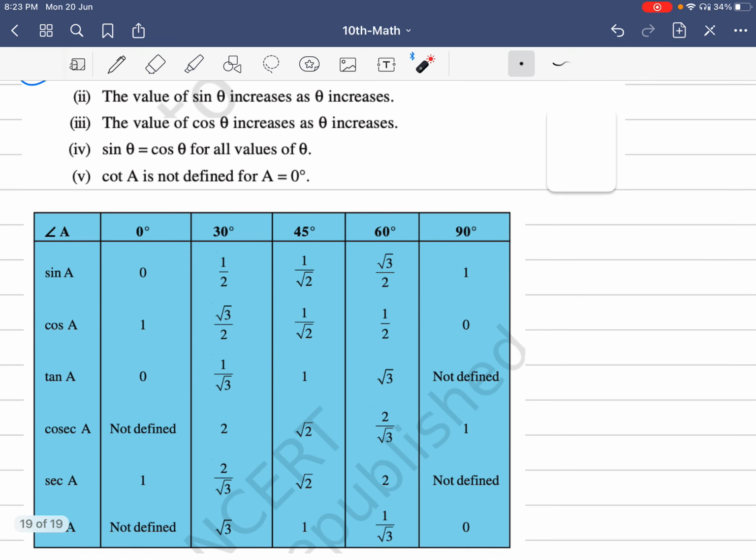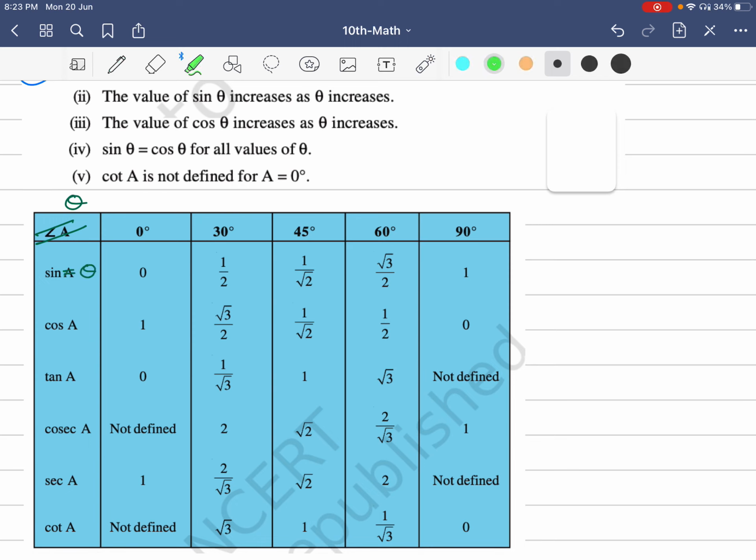Statement number 2 reads, the value of sine theta increases as theta increases. So this is our theta. Here it is written angle A, but it doesn't matter. Even if I strike it out and make this theta, it's the same. Theta is again some variable like A, and theta is increasing. So the value of sine theta is increasing. This is what the statement reads.